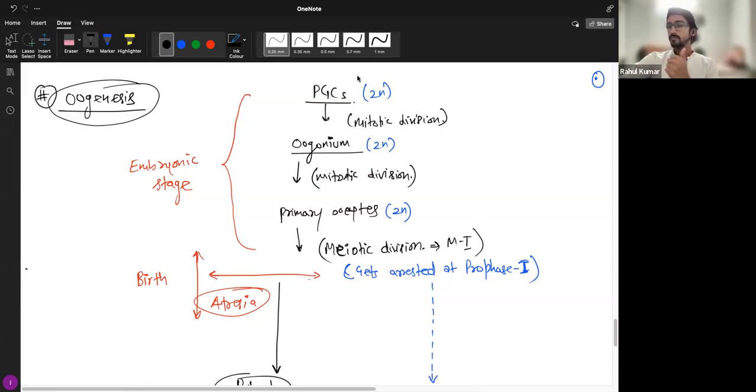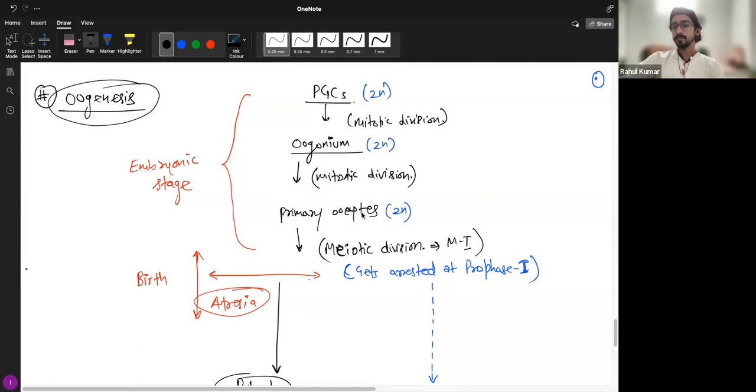So let's go through oogenesis once again, and please pay attention to every point, and if you have any doubt, please ask. So again, we begin with PGCs, just like the male system. PGCs are diploid. They divide through mitosis, form oogonium, just like spermatogonium, which are again diploid. And oogonium is present in huge numbers in the ovaries. Oogonia also divide mitotically to form primary oocytes. Again, they are diploid. Till here, everything is the same as it was in spermatogenesis.